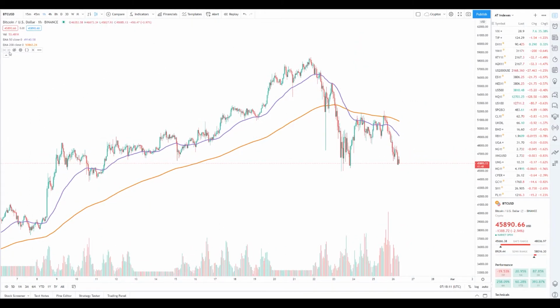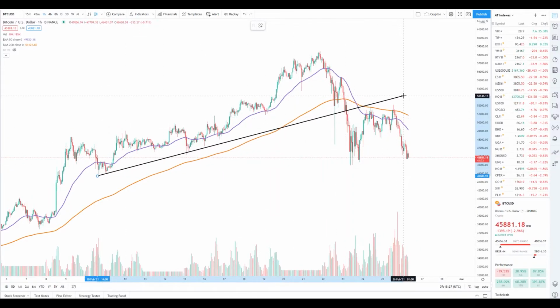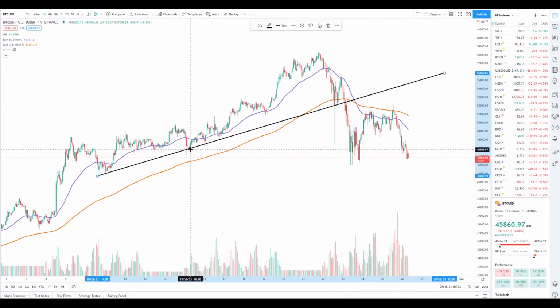I start to draw my trend lines. Trend lines can be drawn in many different ways, but basically trend lines are the points where the price changes direction. So if I go from this low to this low and this low all the way, I want to see touches and rejections on the trend line. You can see every time the price touches here, it goes up, touches here, goes up, goes up, goes up, touches here.